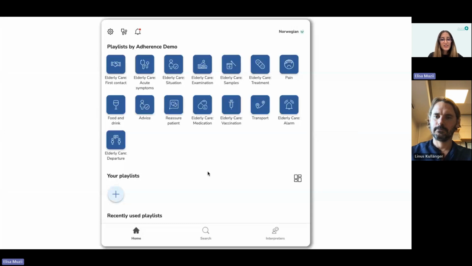So this is our Care to Translate app, and you can see the blue icons up here. These are playlists, which are like dialogues that you would have with patients in different contexts. So you can have one playlist for each specific situation across the patient journey where you need to inform, instruct, or ask questions to the patients. You can see here that I've selected a language, the Norwegian language, as the patient language, but you can switch between different languages at any time. I will now go into the pain playlist.